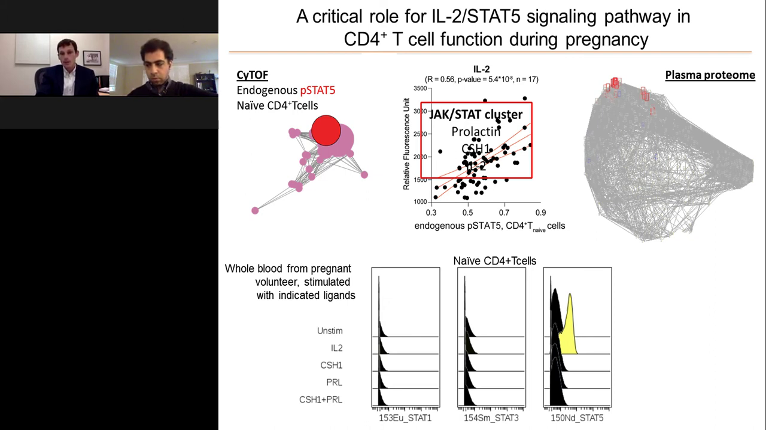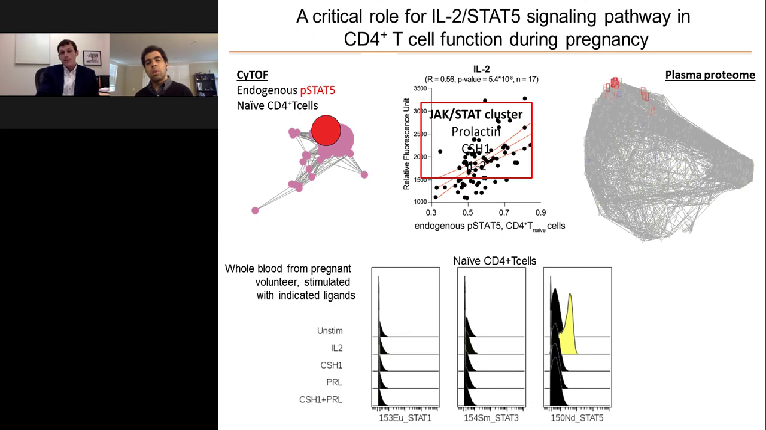Here is the proteomic data set represented again as a correlation network. And what we noticed was that CHS1 belonged to a cluster of proteomic features in red here that were all related functionally by the fact that they could activate the JAK-STAT signaling pathway. And particularly three of those were related to the JAK-STAT5 signaling pathway. Those included prolactin, CHS1, and IL-2. Prolactin and CHS1 can activate the JAK-STAT5 pathway through the prolactin receptor, and IL-2 downstream of the IL-2 receptor.